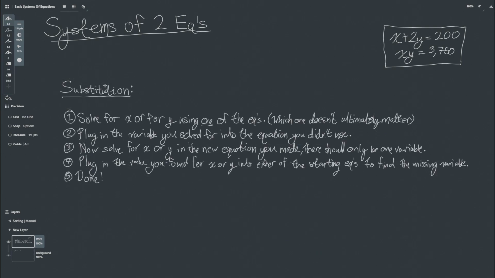Alright, let's now move on to substitution. This is perfect if you don't have a way to graph the 2 equations. So your first step is you're going to solve for x or y using one of the equations, and which one doesn't matter. Now by solve for, I don't mean solve or get a value for x or for y, just write x or y in terms of the other variable. So let's look at this first equation here, and I can solve for x by simply subtracting 2y from both sides. So I can get x equals 200 minus 2y.